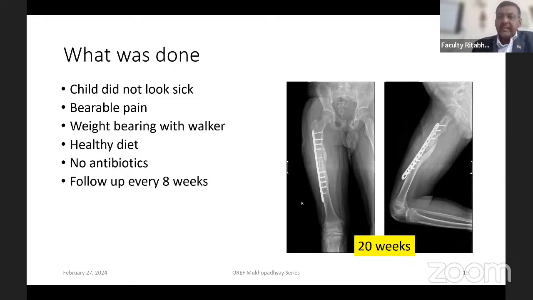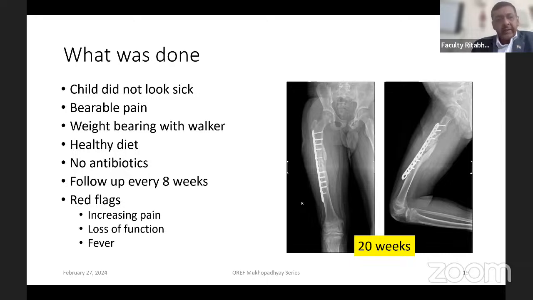This is the X-ray at 20 weeks. I advised the parents to watch out for red flags, that is increasing pain, loss of function in the limb, or fever. Increasing pain suggests that there is some collection internally. Loss of function suggests that the implant probably is not doing its job. And fever again suggests that something is possibly not right.